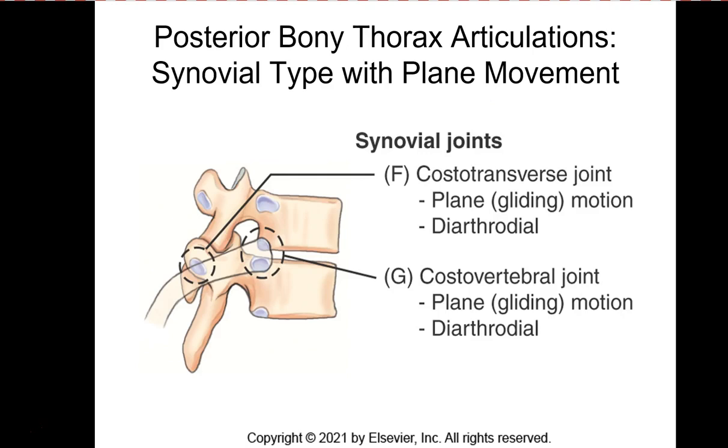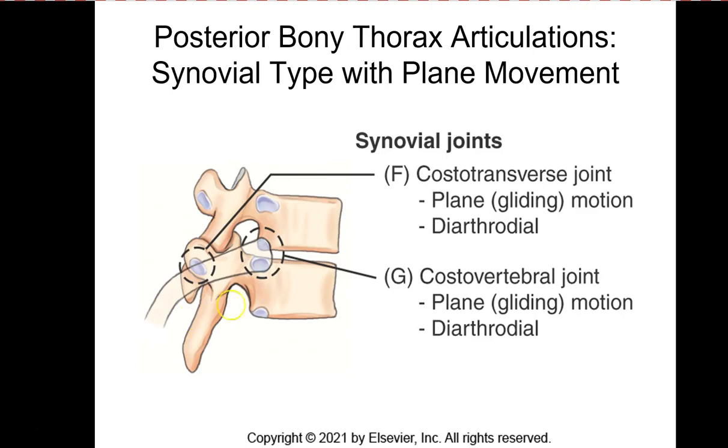The remaining joints that are found within the bony thorax are posterior. And think about where the rib articulates with the vertebrae, okay? So the costotransverse joints, which is F. So that is where the transverse process of the vertebrae is meeting the tubercle of the rib. These are synovial joints with articular capsules lined by a synovial membrane. Therefore, they allow some movement, so they are classified as plane or gliding and diarthroidal.